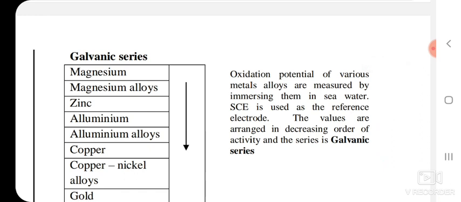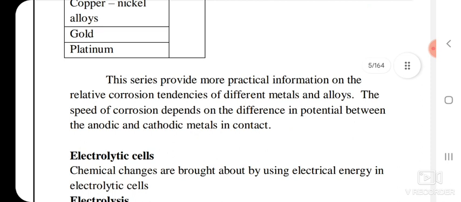Galvanic series. Oxidation potential of various metals and alloys are measured by immersing them in seawater. SCE is used as a reference electrode. The values are arranged in decreasing order of activity, and the series is the galvanic series. This series provides more practical information on the relative corrosion tendencies of different metals and alloys. The speed of corrosion depends on the difference in potential between the anodic and cathodic metals in contact.